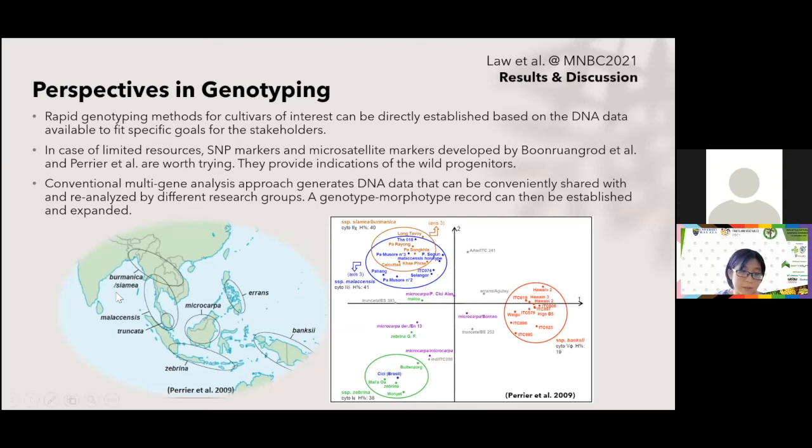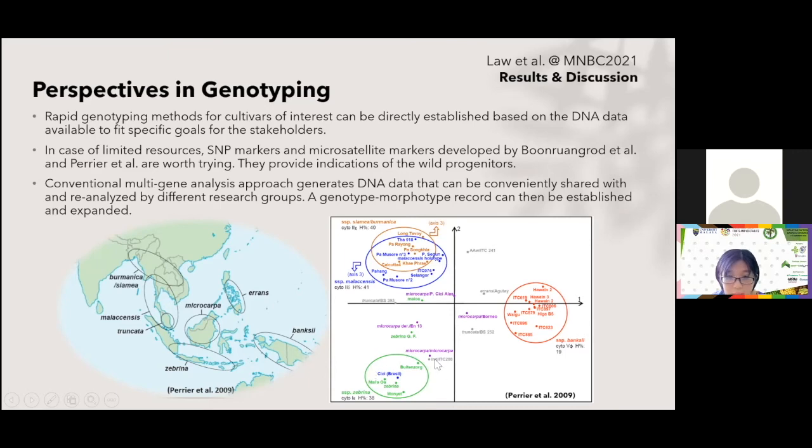These are Perrier's research. Perrier used, if I'm not mistaken, 22 microsat markers. So in the end, they came up with this distribution map. I mean, they call it a factorial analysis. So it shows the distribution of the varieties in their experimental design.